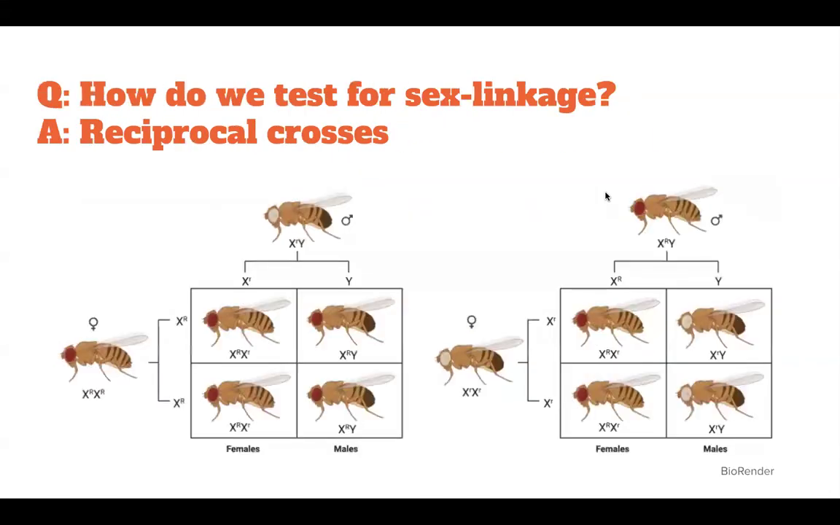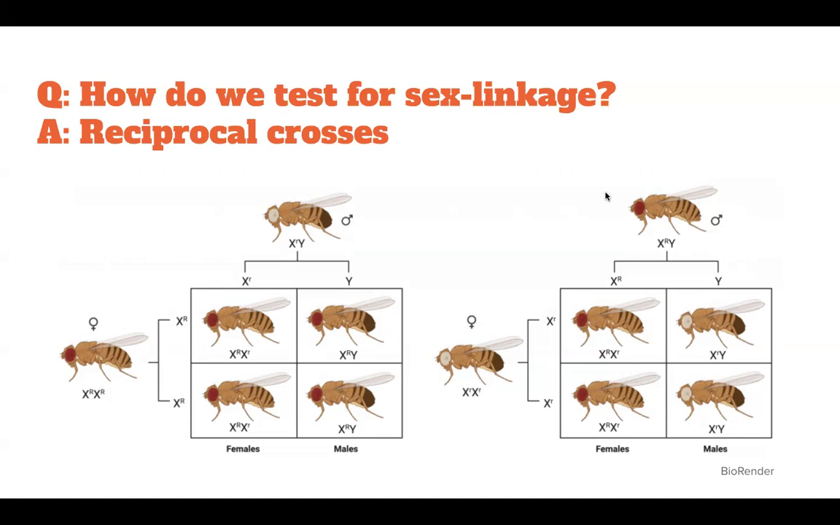So, how do we test for sex linkage? A definitive way to test for sex linkage is through reciprocal crosses, where we first cross a male and a female that have different phenotypes. Then we conduct a second cross in which the phenotypes are reversed relative to the sex of the parent in the first cross. In this figure here, we have an example.